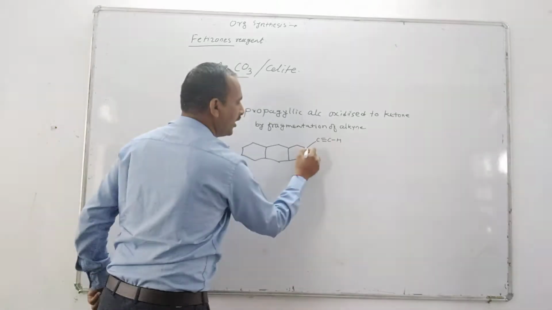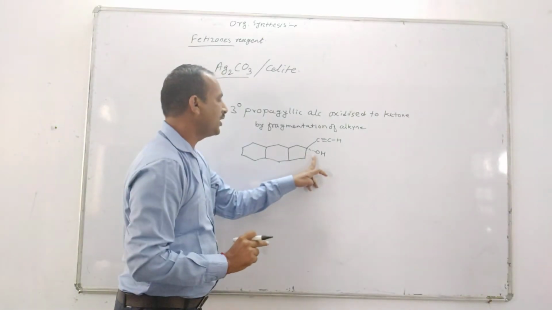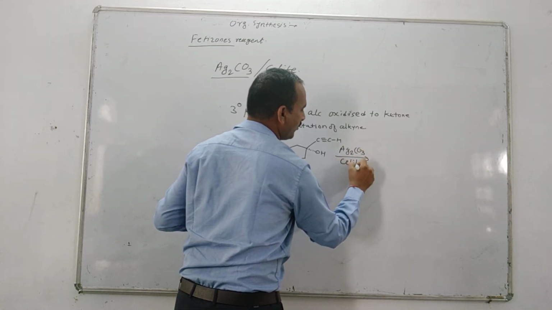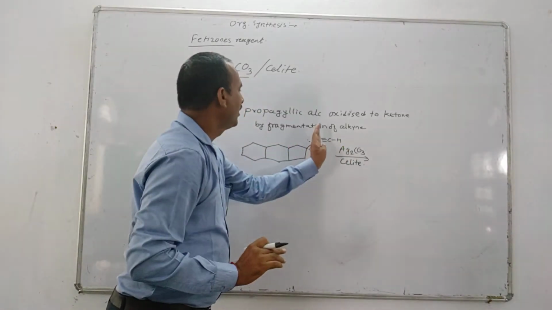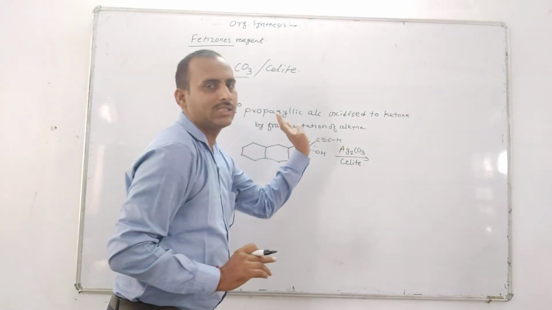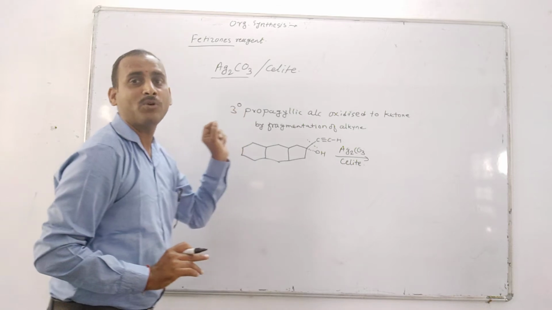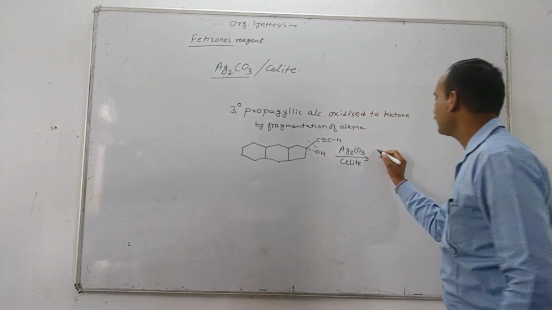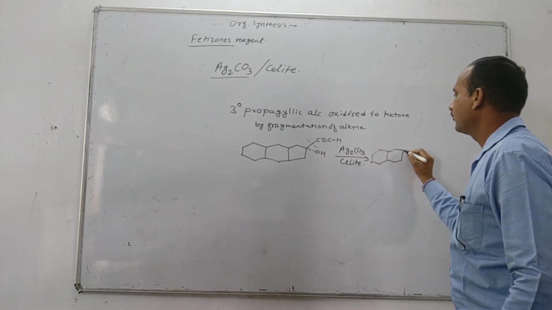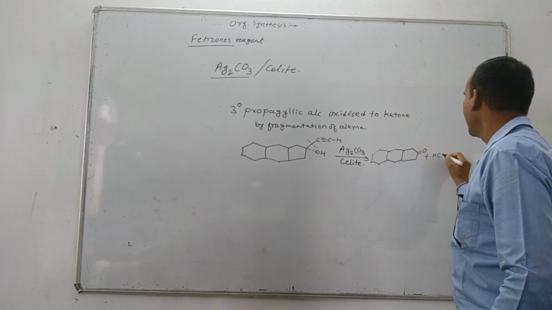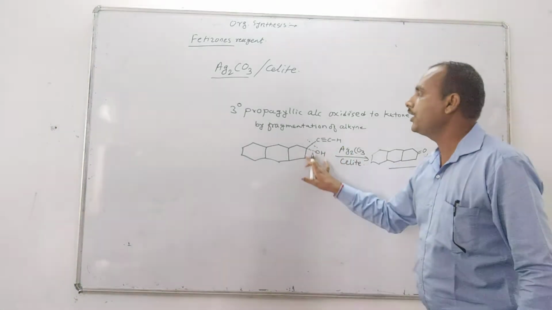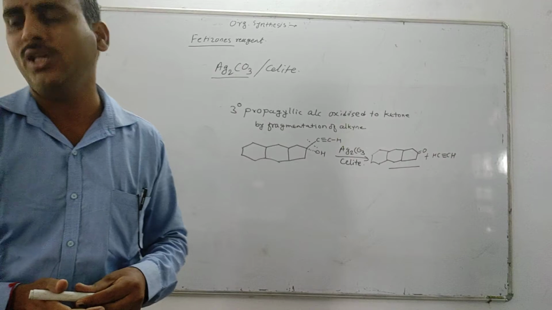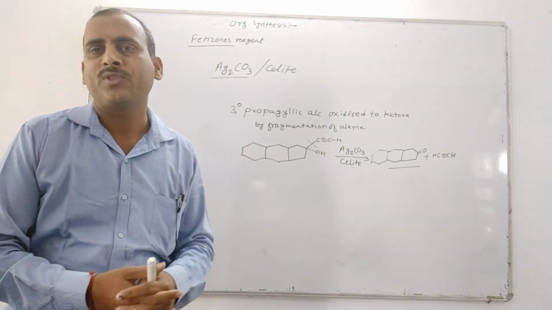C triple bond C H, and here is OH. Now this is a tertiary propargyl alcohol which, on oxidation with Fetizon reagent, undergoes fragmentation of this carbon-carbon bond, and there is formation of a ketone and an alkyne, C double bond O, and C triple bond C H. So this tertiary propargyl alcohol gets oxidized to the carbonyl compound with fragmentation of the alkyne. Okay, this is the Fetizon reagent for the oxidation.